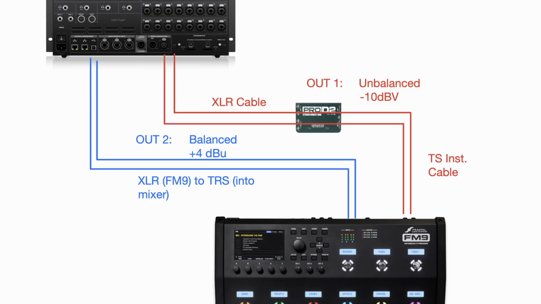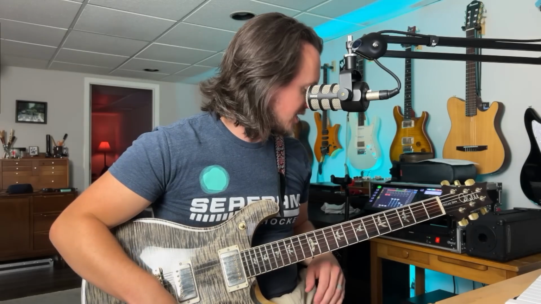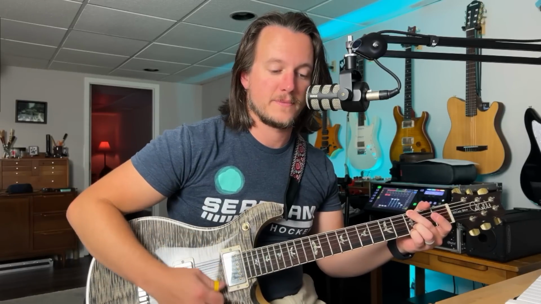So the Behringer Wing has this nice little alternate feature where I can bounce back and forth between these two, where we can hear this again in real time. I'm going to go just on a clean signal, and I'm just going to strum one chord. Let's see if we hear a big difference. This is the XLR, this is the FM9, and here's the DI.